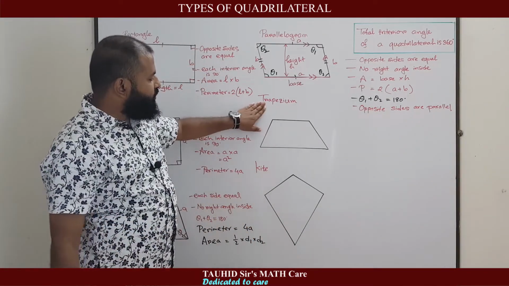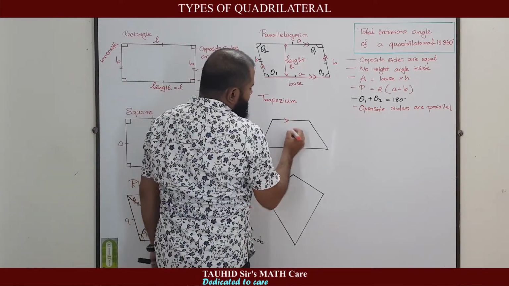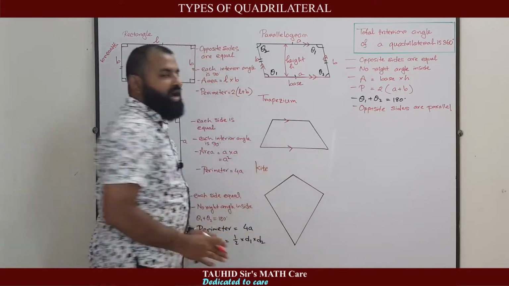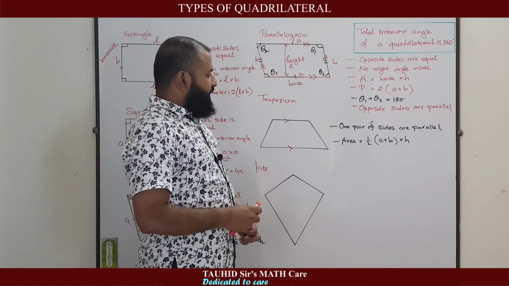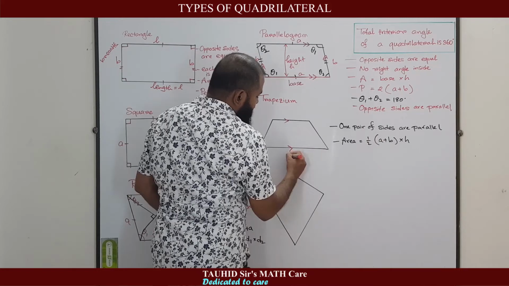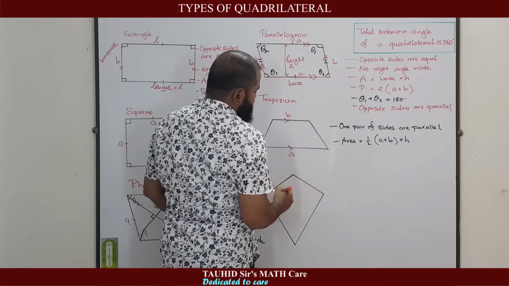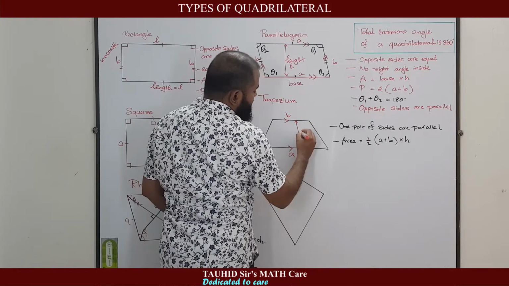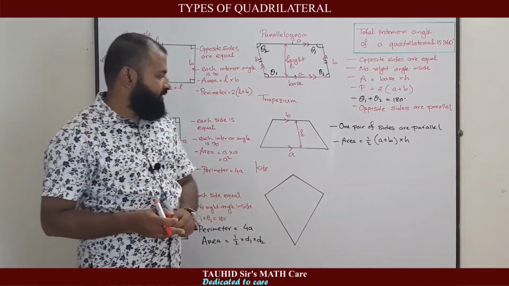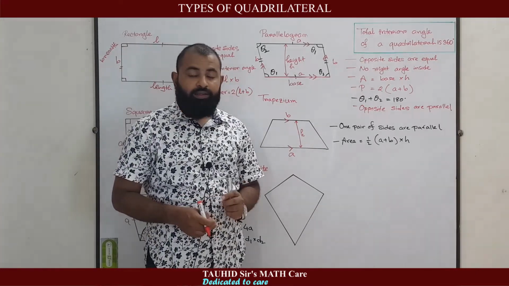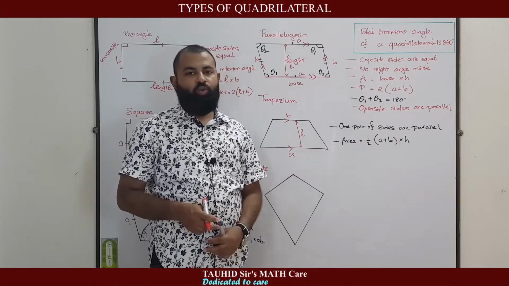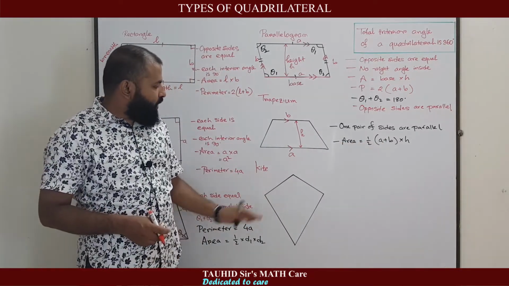Now trapezium. What about trapezium? Only one pair of lines are parallel. This line and this line are parallel, but these two are not parallel. And what about the area of it? The area is half into (A plus B) into H. If we call the parallel sides A and B, and the height, or perpendicular distance between the parallel sides, is H, then the area of a trapezium will be half into (A plus B) into H.